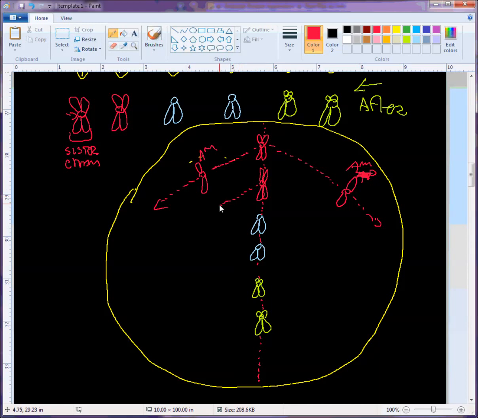A from dad is going that way, and the other sister chromatid, A from dad, is going that way too. So we're going to do that for all of them. Centromere splits, A from mom that way, A from mom that way. Centromere splits, sister chromatid from dad. These are B's, aren't they?